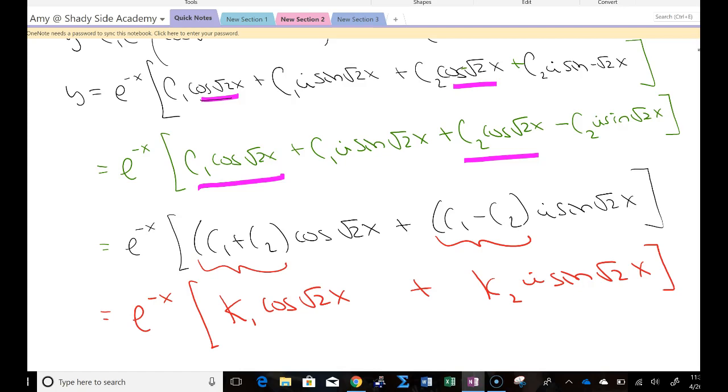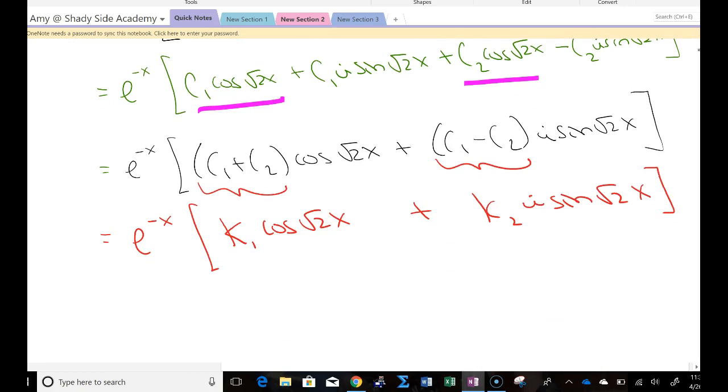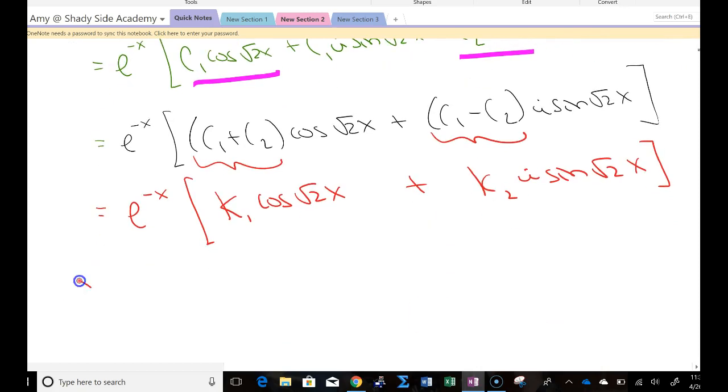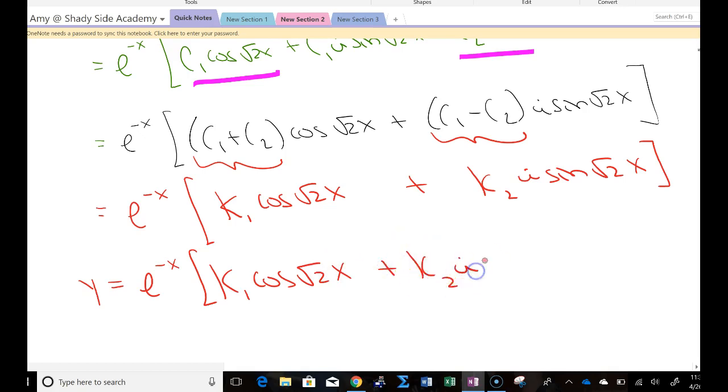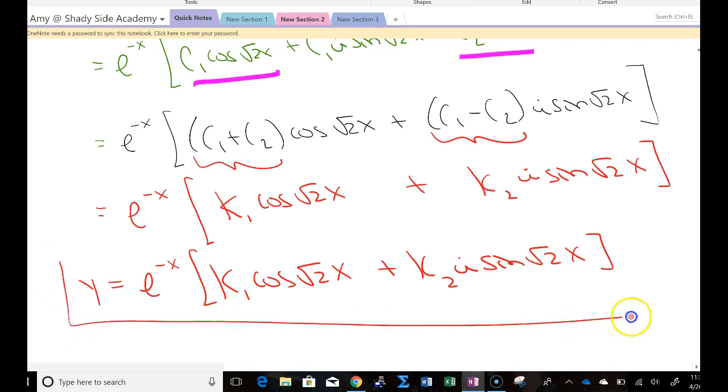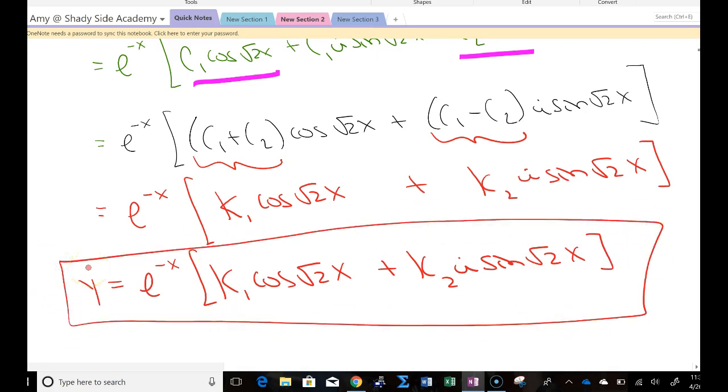So the question here was, what does this all help me do? This, by the way, look at this: y equals e to the negative x times k1 cosine of radical 2x plus k2 i sine radical 2x. This is just another form of the general solution. But why do you care?